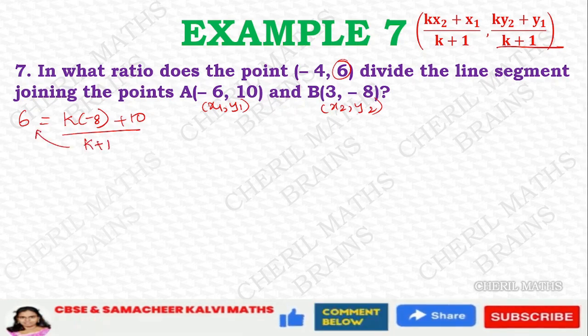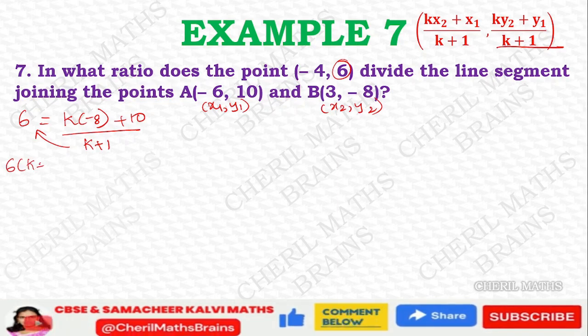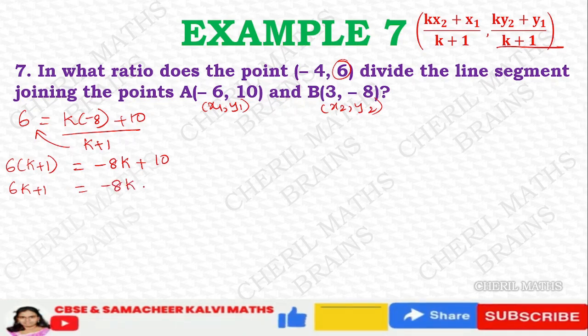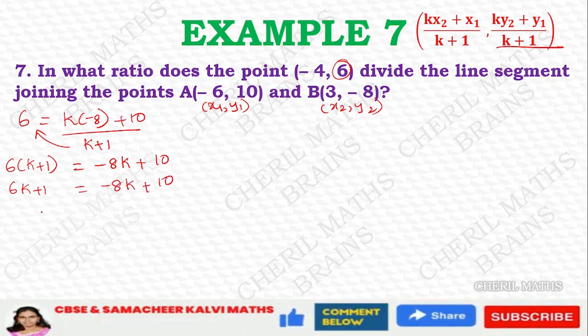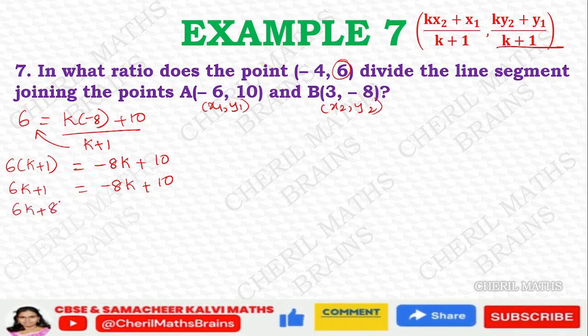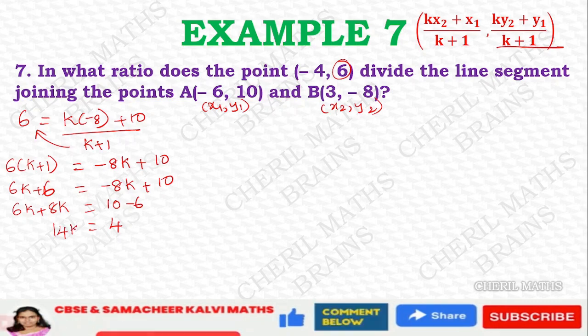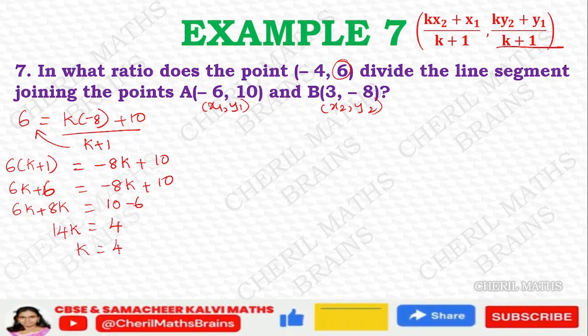So again, like we did in the previous way, you have 6 into k plus 1 will be equal to minus 8k plus 10. So you have 6k plus 6 is equal to minus 8k plus 10. So take this here, you have 6k plus 8k will be equal to 10 minus 6. 10 minus 6 is 4. 6k plus 8k will be 14k. Okay, so now k will be what? 4 divided by 14, or it is nothing but 2 by 7.